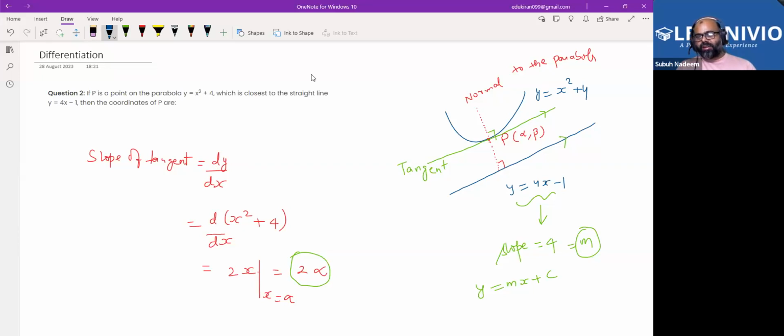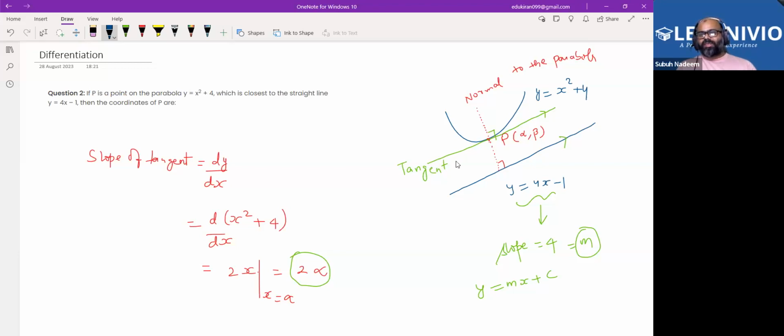Okay. So we have a curve y equal to x square plus 4. And there is a line y equal to 4x minus 1. We have to find the point which is at the shortest distance from this line. So we consider a normal of this curve. A normal is actually perpendicular to the tangent, and it is also perpendicular to this line y equal to 4x minus 1. This point we assume is alpha comma beta.